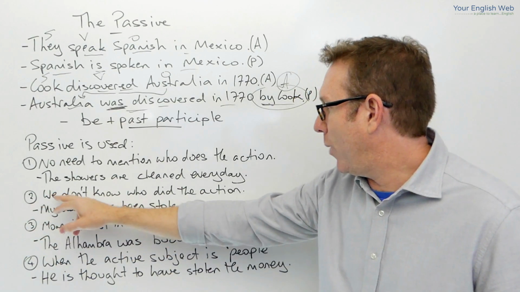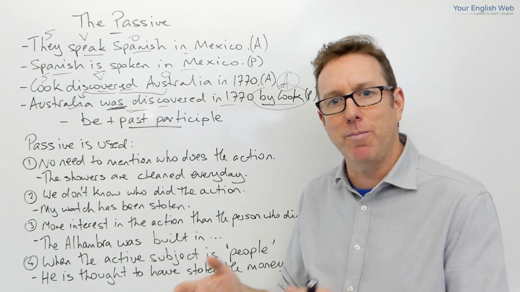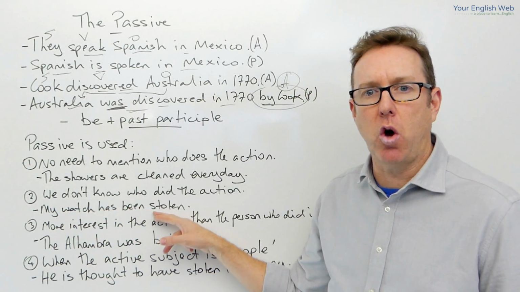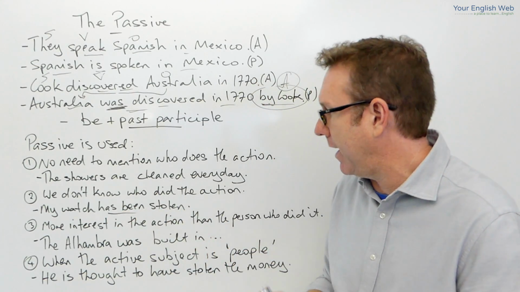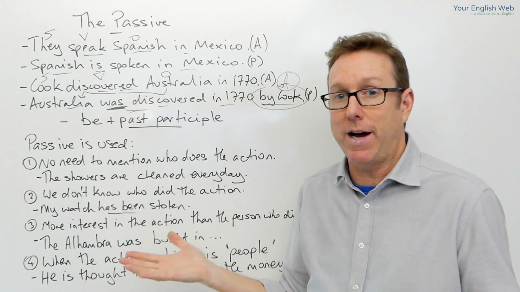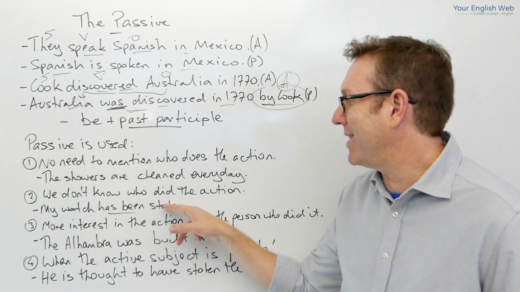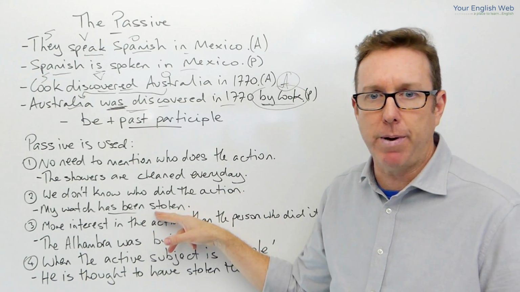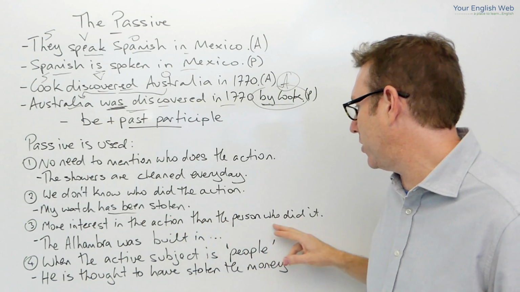The second one is that we don't know who did the action. We don't have an idea who committed the action, okay? So: My watch has been stolen. Okay, has been stolen. This is the present perfect passive here. My watch has been stolen. I don't know by whom. I don't know who stole my watch, okay? But my watch has been stolen by somebody. I don't know who it is. So we use that passive tense. The third example: there's more interest in the action than the person who did it.